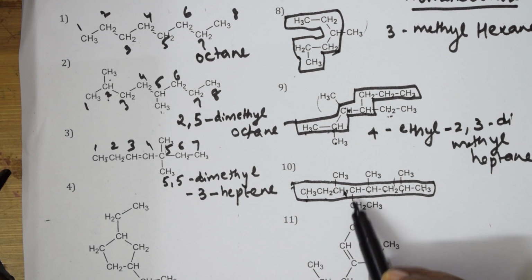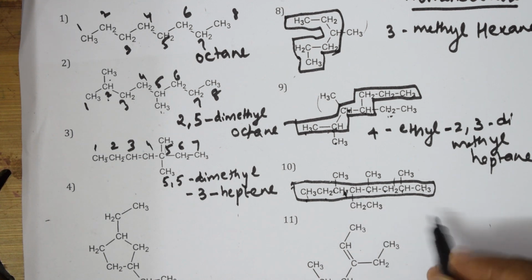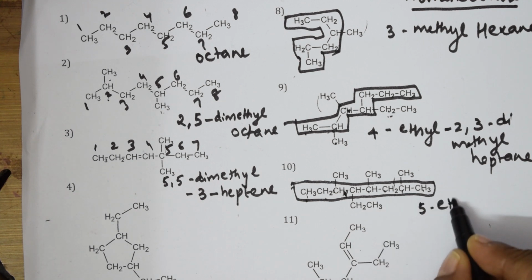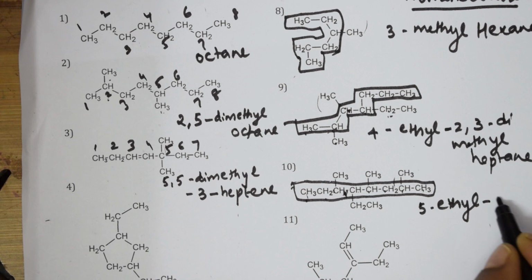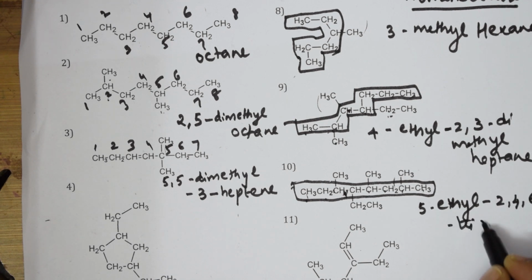But where is the ethyl group? Ethyl group is present here at the fifth carbon. So ethyl and methyl, alphabetical order. So start with ethyl. It is 5-ethyl, 2,4,6-trimethyloctane.